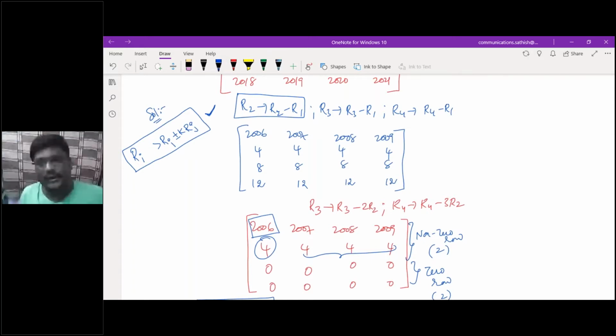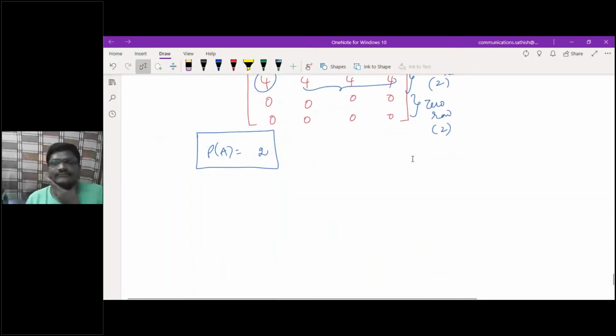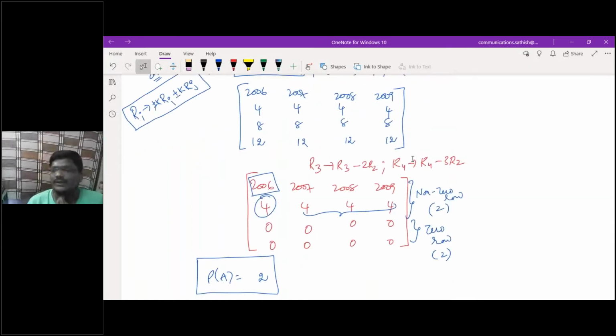Got my point? Yes, sir. Understood, sir. Is it clear? Yes, sir, clear. Yeah, fine. So it was a very good doubt. I just gave the clarity. Now you got the point. Is there any doubts? No, sir. Yeah, fine. So now I hope you understood the concepts of finding the rank of a matrix.